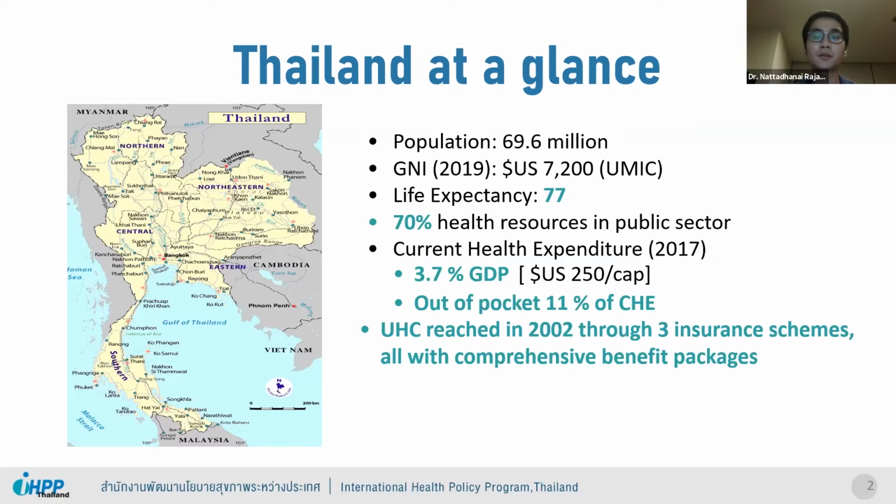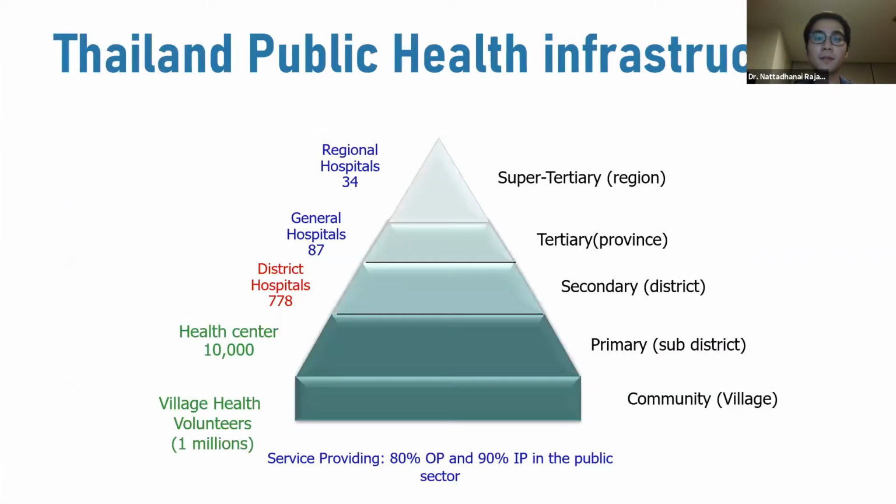We achieved universal health coverage in 2002 through 3 insurance schemes. All have comprehensive benefit packages. Thailand has a strong public health infrastructure, starting from primary care. We have 1 million health volunteers in every village, 10,000 health centers in every sub-district, and almost 1,000 hospitals. Because of strong infrastructure, the public sector takes care of most health services in the country.